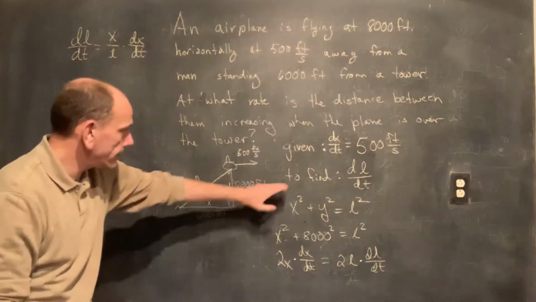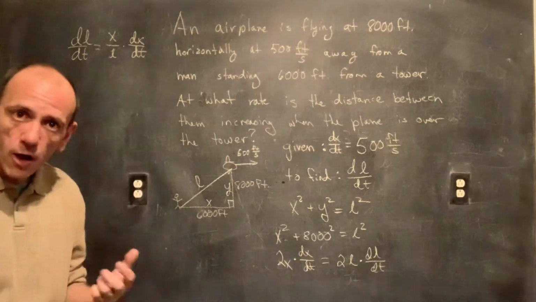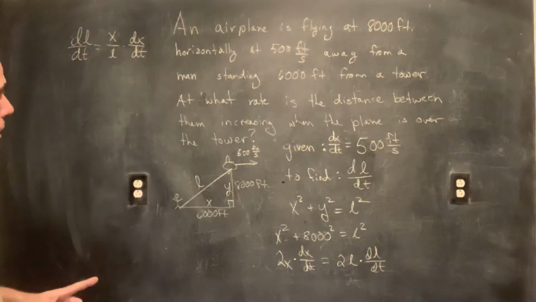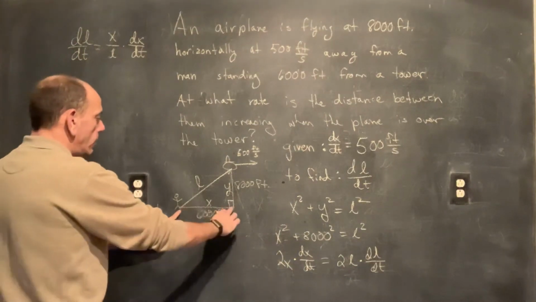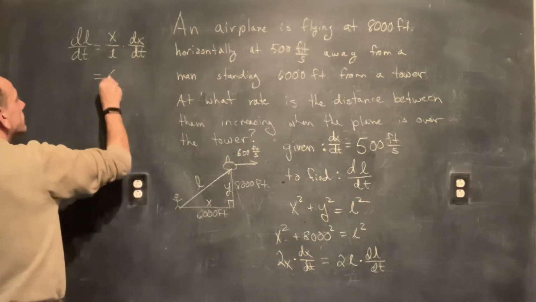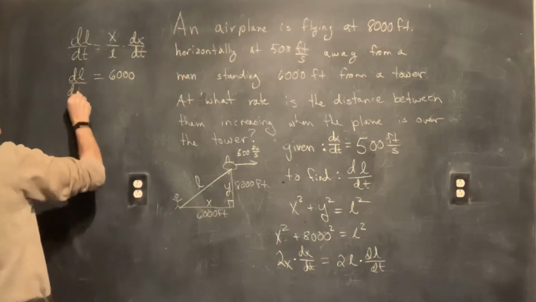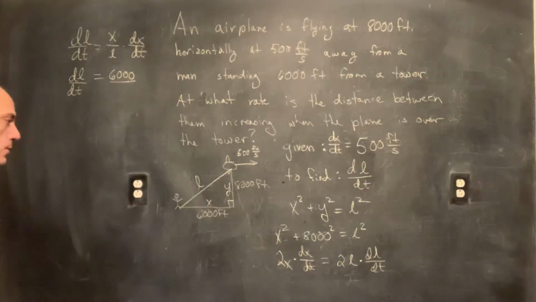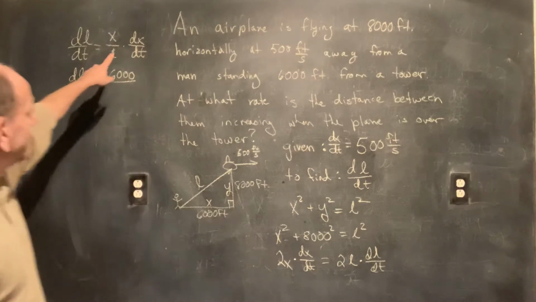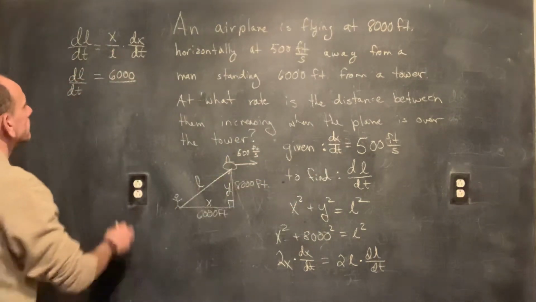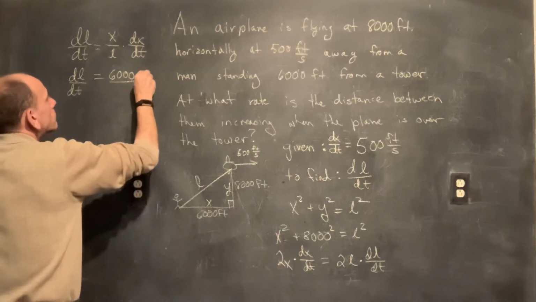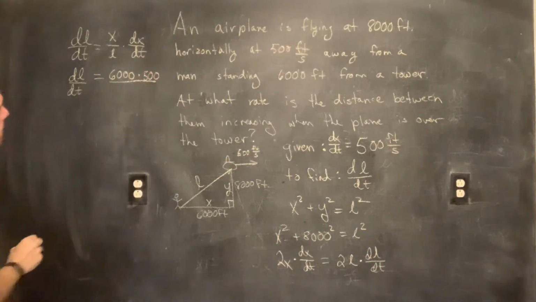That was what I was asked to find, but now I need to actually evaluate that. So let's look at what we know. The x value is 6,000 feet, so we've got x. Do I have L? No, not yet. Looks like I'll have a little work to do there. But I have dx/dt, right? That was one of my given rates. So 500.